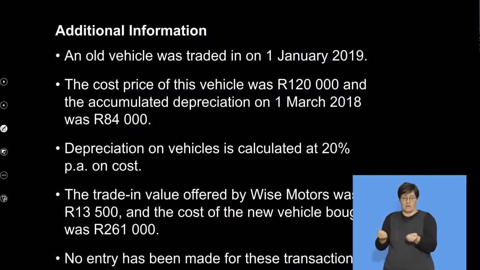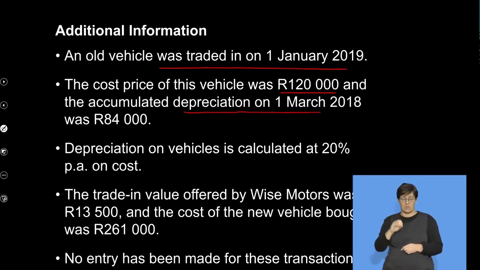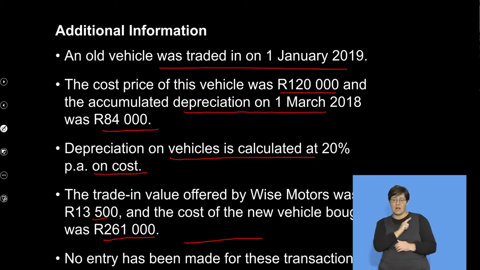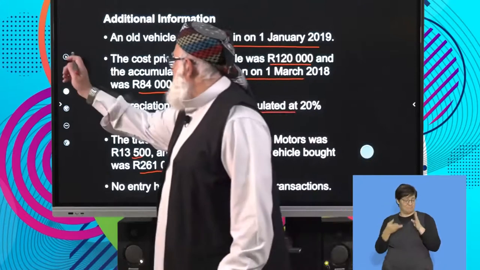Okay. Then we are told that an old vehicle was traded in on the 1st of January 2019. The cost price of this vehicle was 120,000. The accumulated depreciation was 84,000. Depreciation is calculated at 20% per annum on cost. The trade-in offered by Wise Motors was 13,500, and the cost of the new vehicle bought was 261,000. No entry has been made for these transactions. In other words, they're telling you that none of these entries were recorded. Okay, keep that in mind, very important.